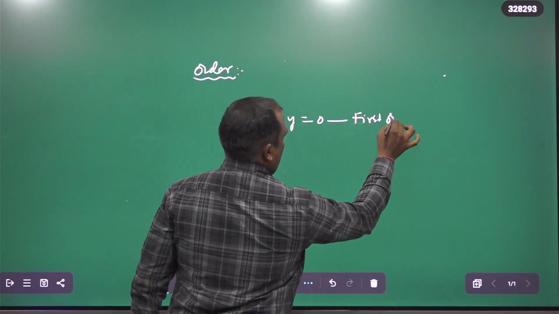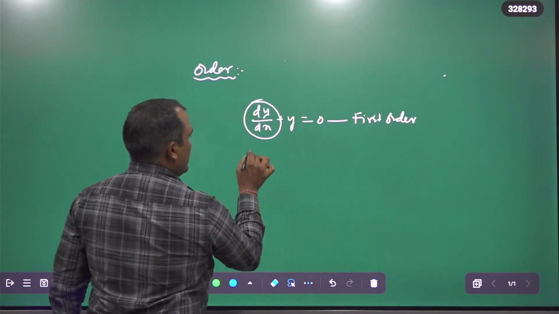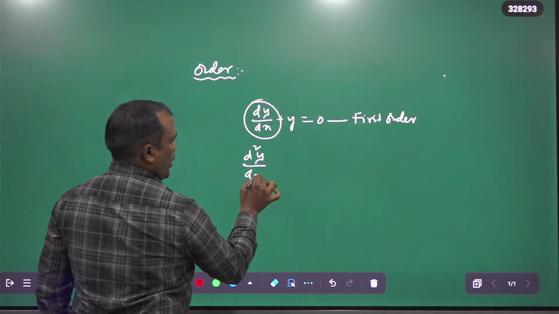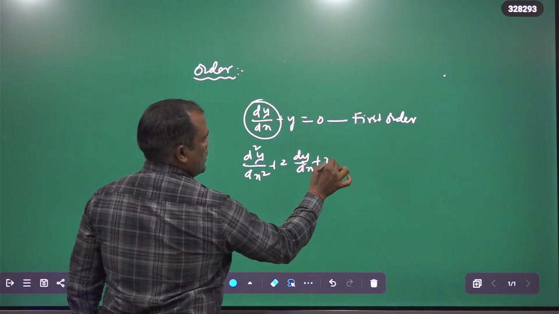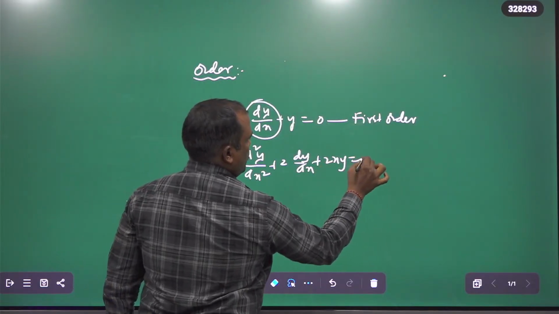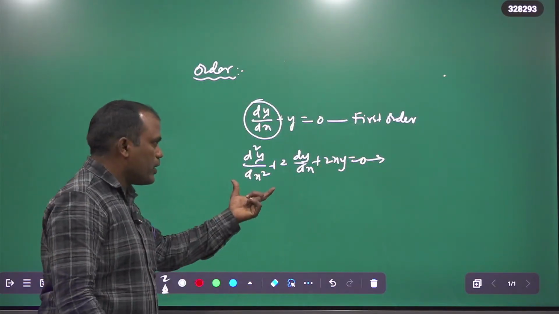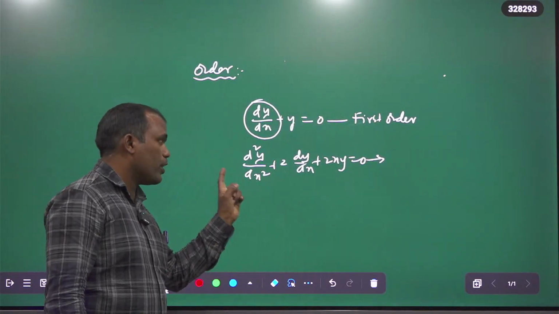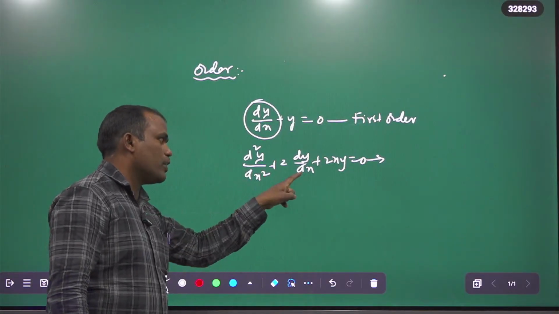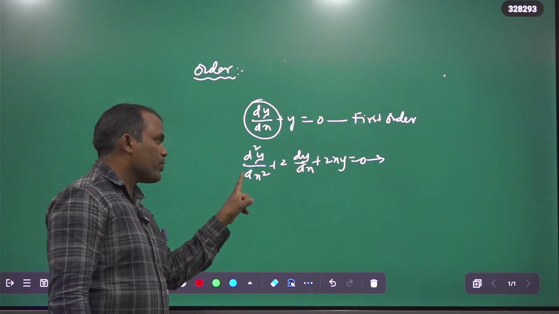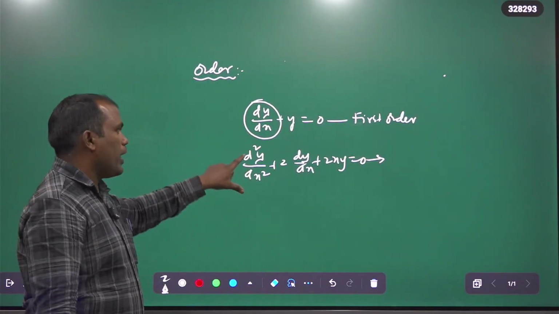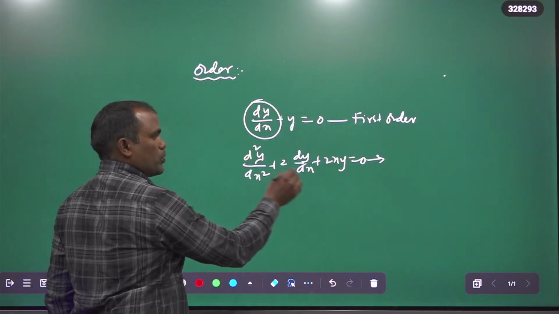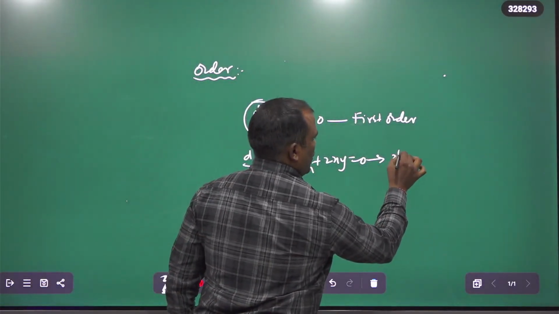Now d square y by dx square plus 2 into dy by dx plus 2xy equal to 0 is given. This differential equation has highest derivative, meaning this one is only a first derivative, and this is a second derivative. So in this differential equation the highest derivative is 2. So I can write second order.